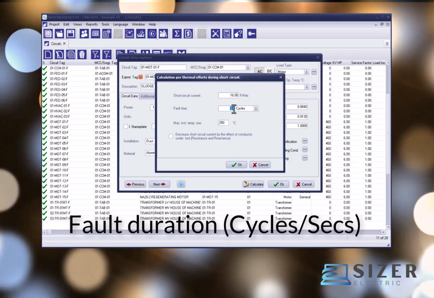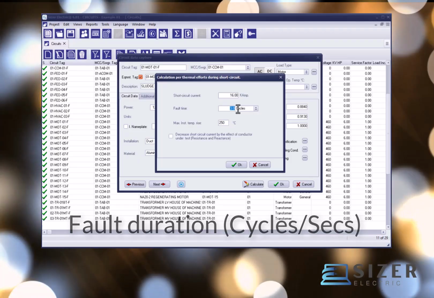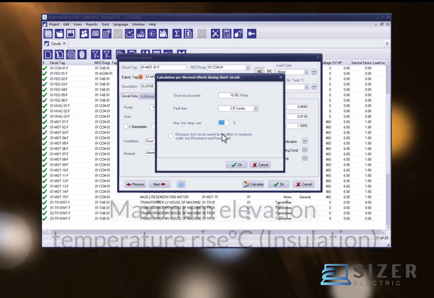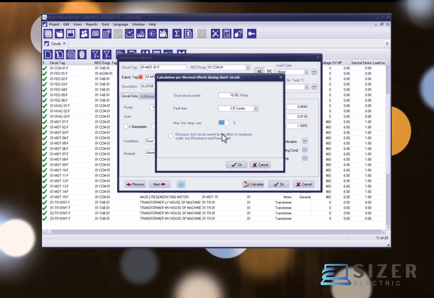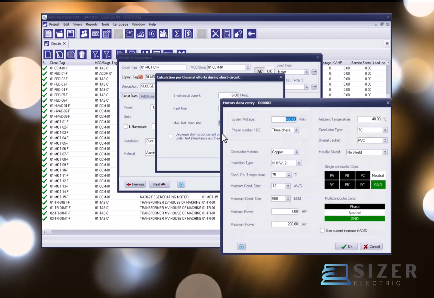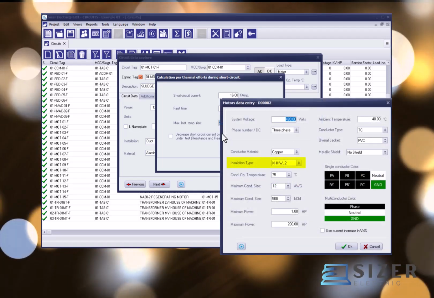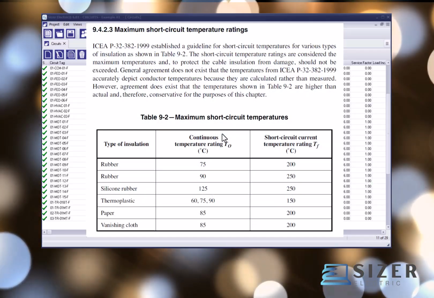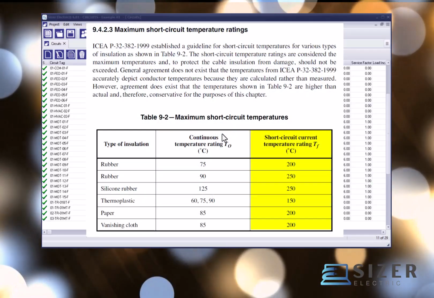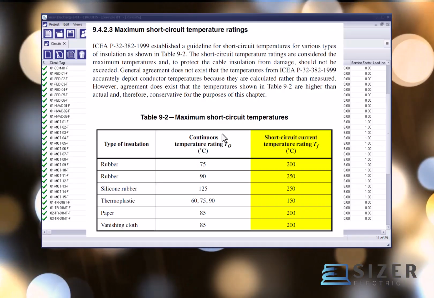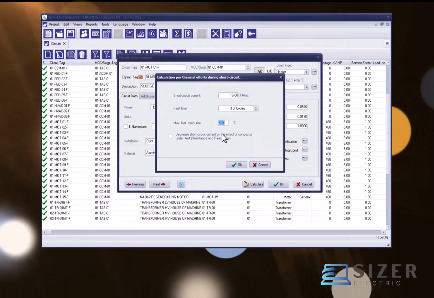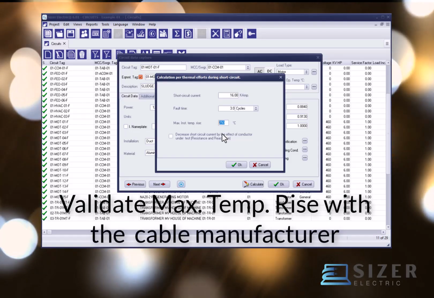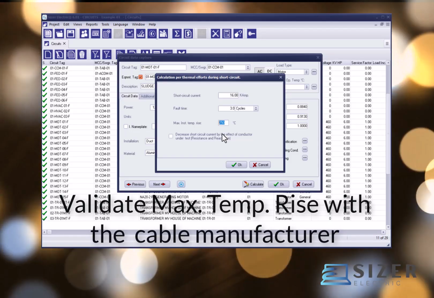The second is the fault duration, which may be expressed in cycles or seconds. Finally, the maximum instantaneous temperature rise of the conductor must be considered. When accessing this screen, this value is predefined, as it is determined by the software based on the conductor insulation type, specified in the General Data section for the selected conductor. These values are taken from the standard IEEE 242, which provides typical values for the maximum instantaneous temperature rise for each insulation. However, it is recommended to consult the selected cable manufacturer's data, to validate or directly obtain the specific allowable instantaneous temperature for the conductor.